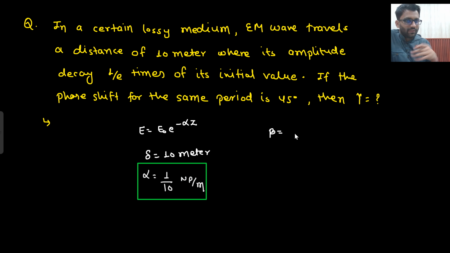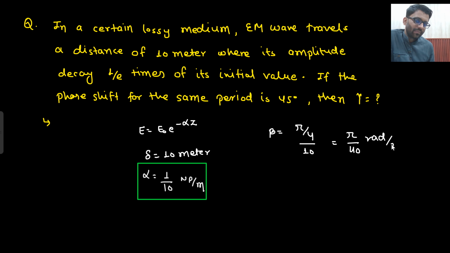Phase shift should be 2 pi per unit wavelength, that is known as beta. Now the phase shift is 45 degrees, that means pi by 4. If you walk for how much distance? 10 meters. So if you are walking for 10 meters, then your phase shift is pi by 4. So what is the value of beta? Pi by 40 radian per meter.